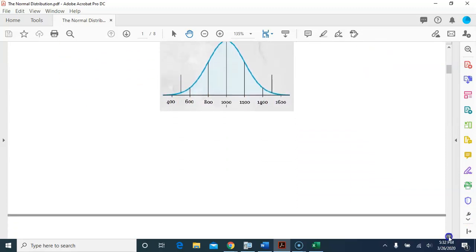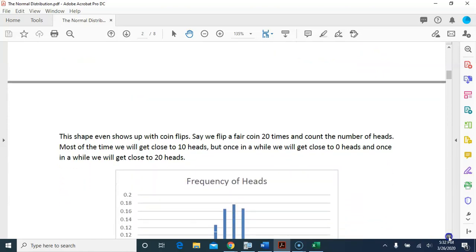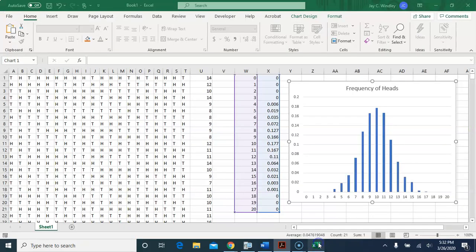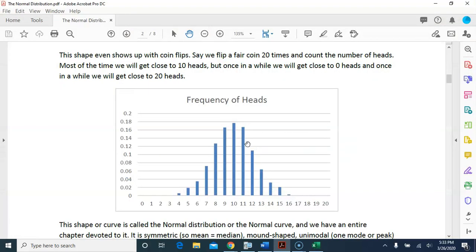Even if we look at something like coin flips, I did this little simulation on Excel where I'm flipping a coin 20 times and I'm counting the number of heads, and then I'm looking at how often did I get 0 heads, how often did I get 1 head, how often did I get 9 heads, how often did I get 10 heads, etc. And then I graph the results, and the graph of those results once again looks like this normal distribution with the big clump of data in the center and a little tail going in this direction, a little tail going in that direction.